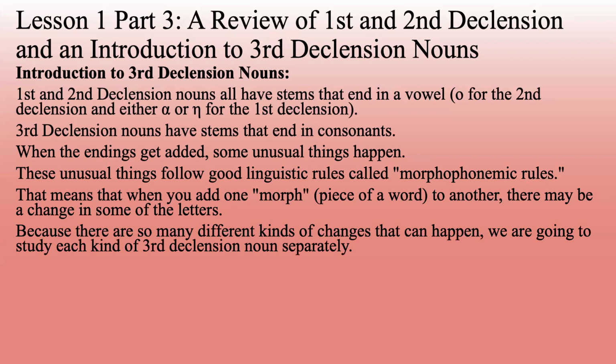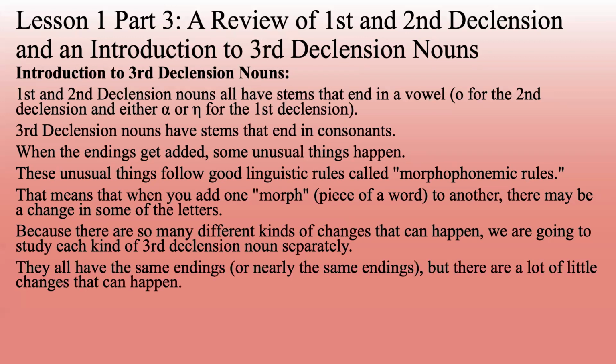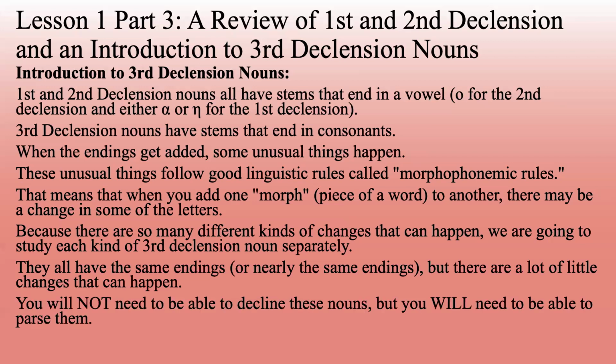Because there are so many different kinds of changes that can happen, we are going to study each kind of third declension noun separately, so we don't throw them all in at once. They all have the same endings or nearly the same endings, but there are a lot of little changes that can happen. You will not need to be able to decline these nouns. You don't have to list them out in their proper forms, but you will need to be able to parse them. And of course, you'll need to be able to translate them. So make sure that you are familiar enough with what is going on that you can parse them properly and translate them.